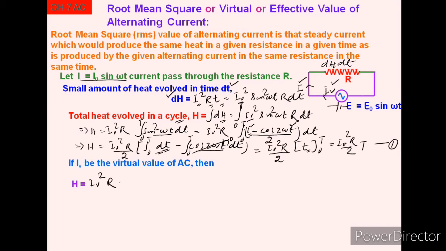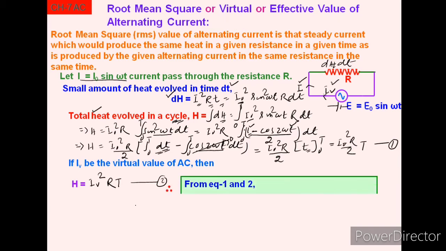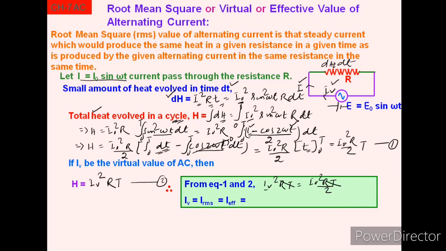Now R is your R, and for what time we have taken the current? For time t. So make this equation 2. Now in both the ways the heat produced would be same. So when we equate both the equations 1 and 2, IV square RT will be equal to I naught square RT divided by 2. So RT would be cancelled. So IV is equal to I naught by root 2.